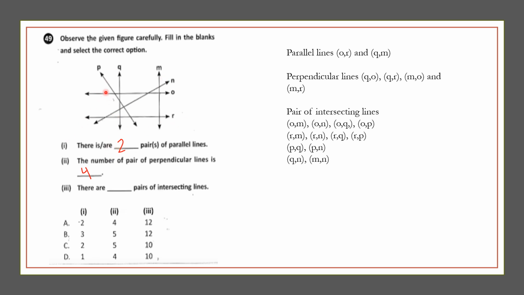Now let's see for the P. So P is intersecting with Q as well as N. Now let's check for the Q. Q is also intersecting with the N, and now for M we can see it is intersecting with the N. So there are 4, 4, 8 and 4, 12. 12 intersecting pairs of lines. So here it is 12. So our answer is 2, 4 and 12, which is option A.